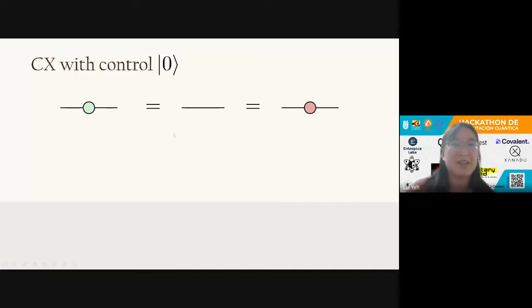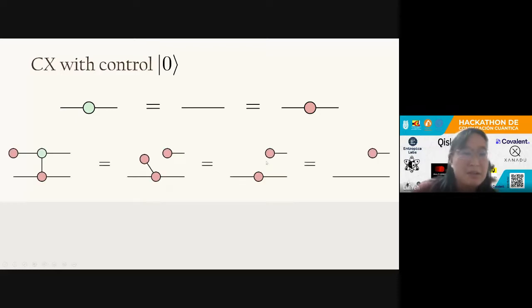Back to our CNOT. First, I'll introduce one more rule. If you have a Z phase gate, but the phase that you're rotating about the Z axis on the Bloch sphere is zero, then you're not changing the state, so it's just the identity. And the same with rotating a phase of zero about the X axis. Knowing this, now you can look at this left hand side. What is this if you're plugging in the ket zero state to the control of the CNOT gate?